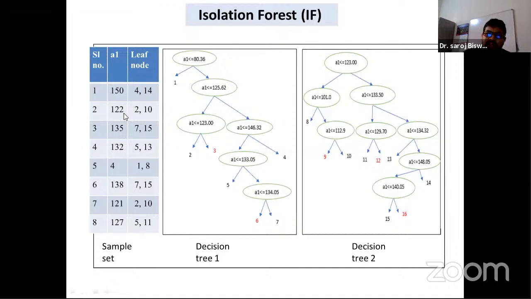So what it does actually is pick randomly one of the attributes out of n attributes. But unfortunately, in this example, we are having only one attribute, A1. So we have to take only A1 here.